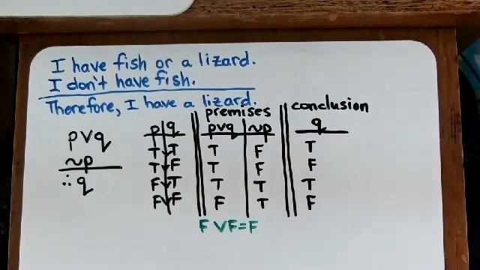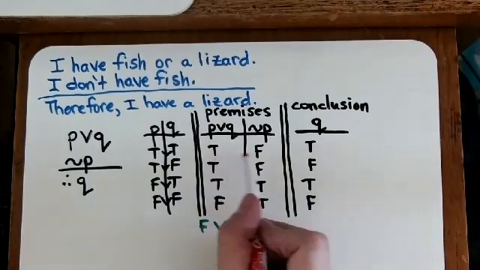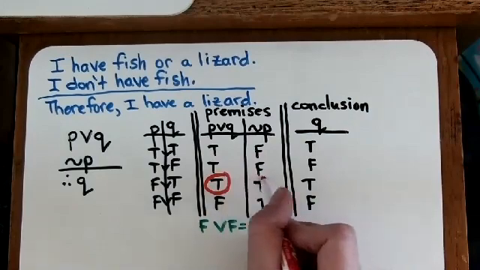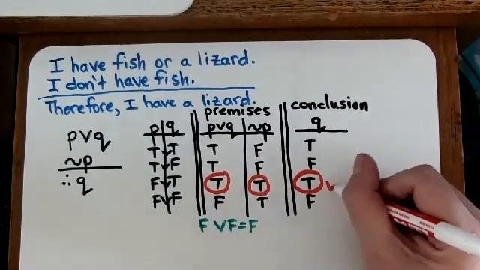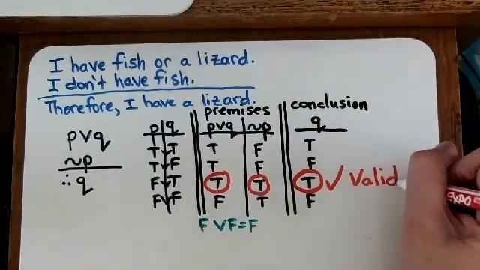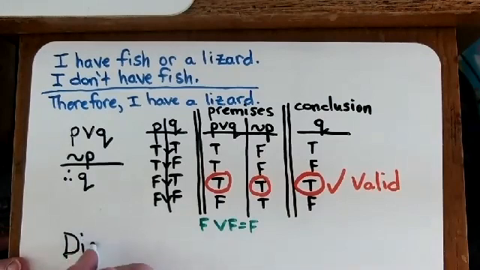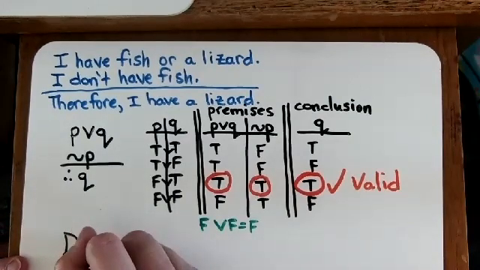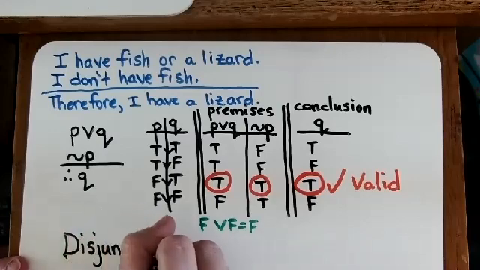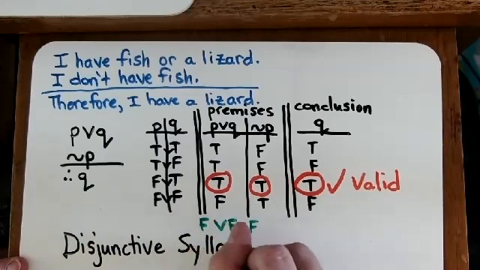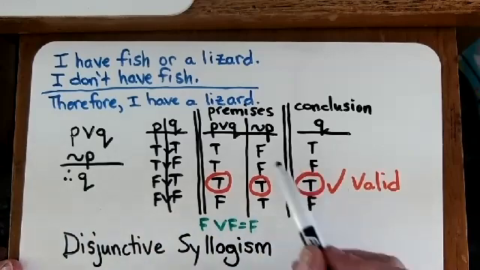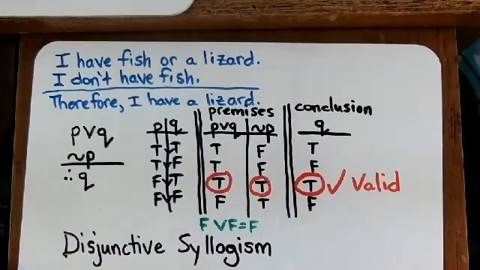Now, what we're looking for is anytime both premises are true, that the conclusion is also true. That is a valid argument. This is one of the known valid arguments. The name of this argument is the disjunctive syllogism. Disjunctive because we have that or. Disjunctive syllogism, a known valid argument.